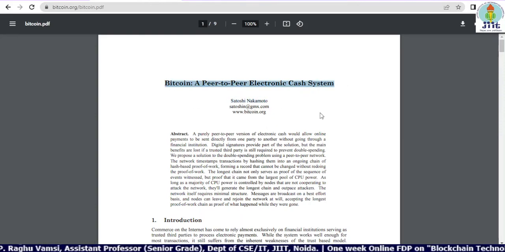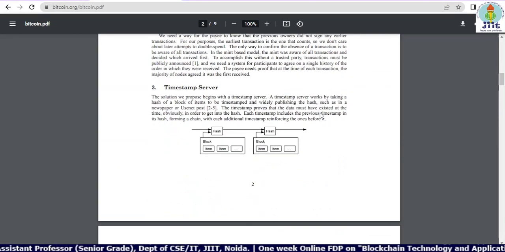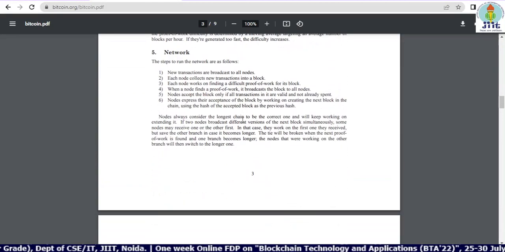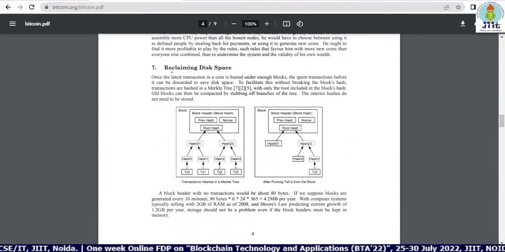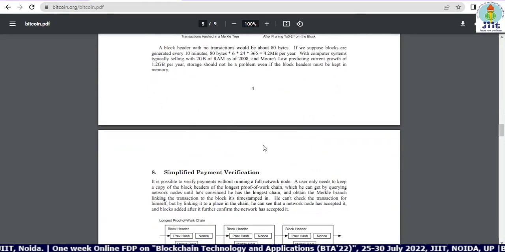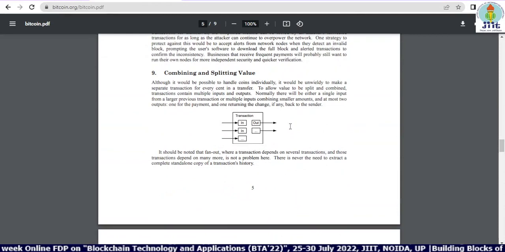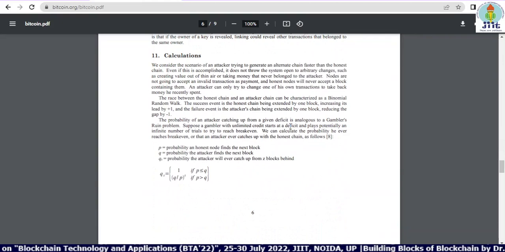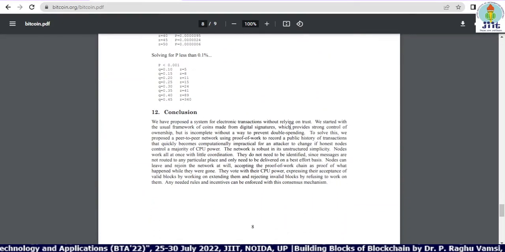It describes how Bitcoin uses the blockchain and the different things in it, like the consensus protocol such as proof of work, the network used, incentives to the miners, how disk space can be reclaimed, the payment verification process, combining and splitting of transactions, the privacy mechanism in Bitcoin, and calculations. All these things were clearly mentioned in this particular white paper.